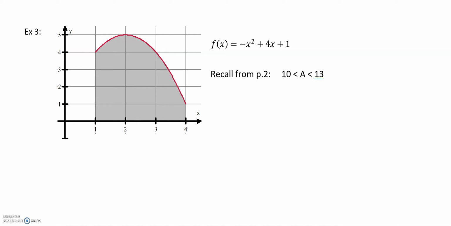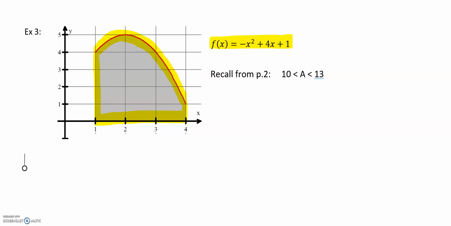In example 3, we're being asked to find the area between this parabola given by our function rule over here and the x-axis bounded from x equals 1 to x equals 4. And this is an irregular area. There isn't a formula from geometry we can use to calculate this precisely. In class, we estimated the area by using rectangles.